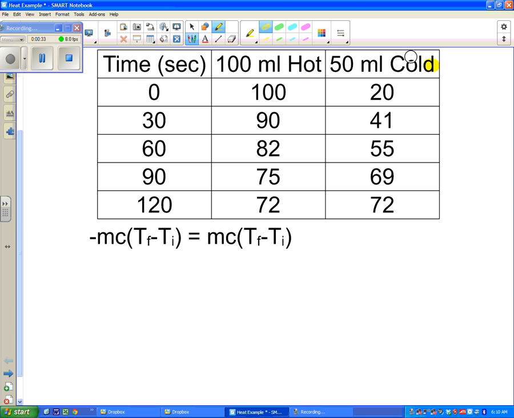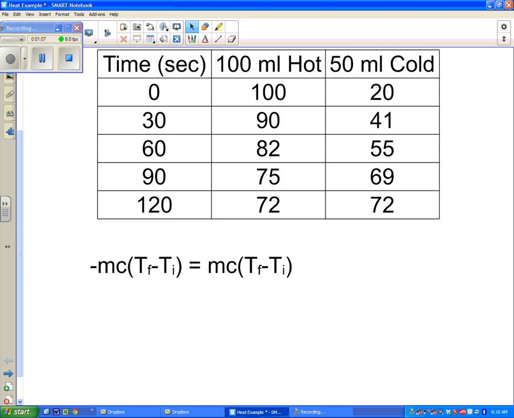And you can see here that the hot water is cooling down until it reaches 72 degrees, and the cold water heats up until it reaches 72 degrees. And we're going to do the math down here using this equation to show that it is 72, or at least it's going to be close to 72. So we start up here with a negative m. We need the mass of the hot water because this left side is our hot, and this right side is our cold.